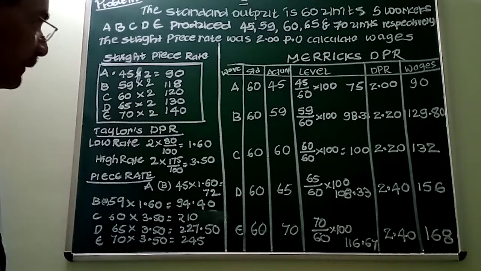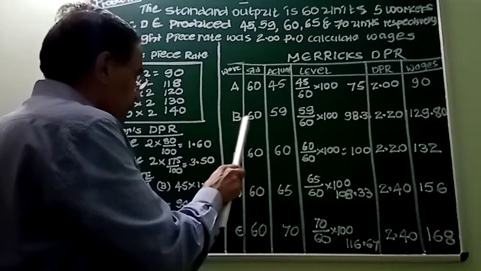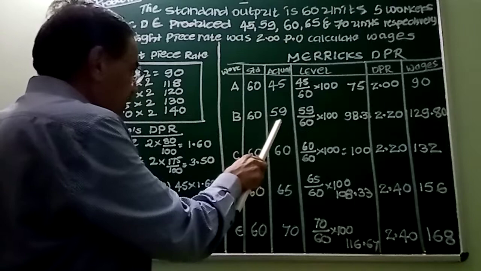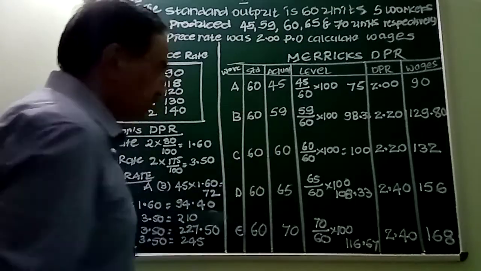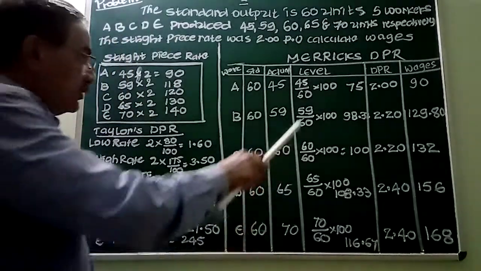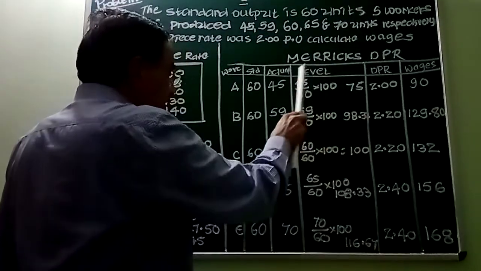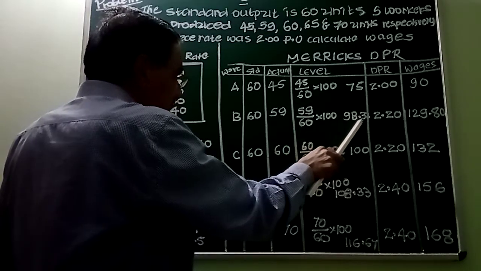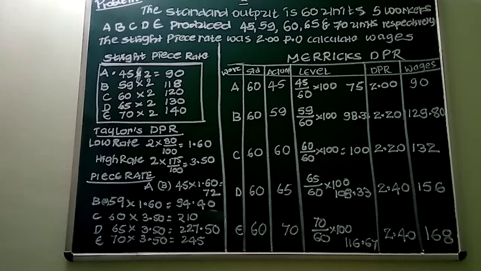Coming to the second worker B, the standard production was 60, against which the actual production was 59. So calculate the level of efficiency. 59 divided by 60 into 100 is equal to 98.33. That means he falls under the second category, who is more than 83% but less than 100%. In such cases, 110% of the ordinary piece rate will be paid.